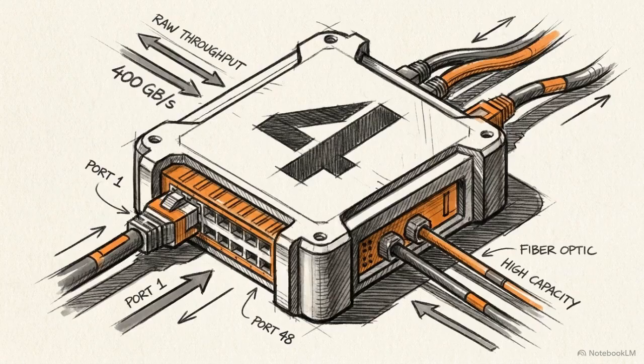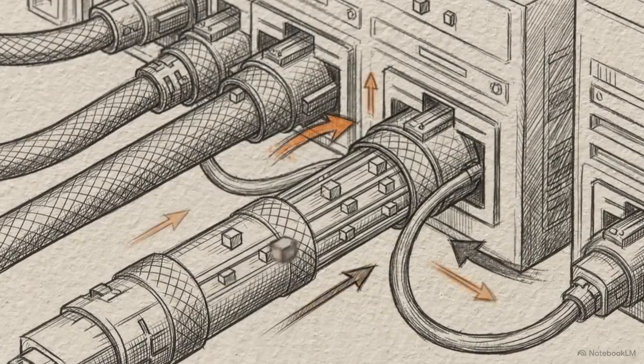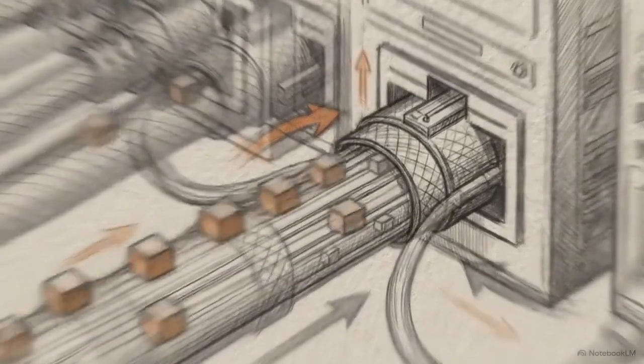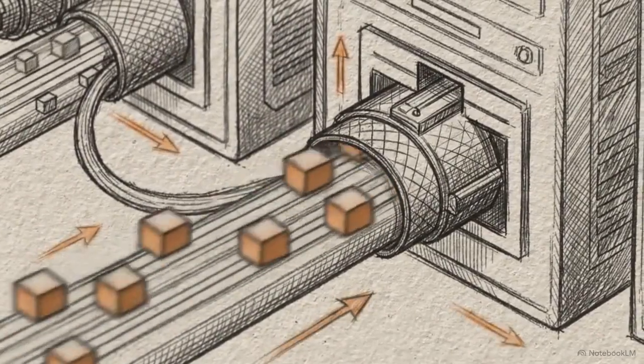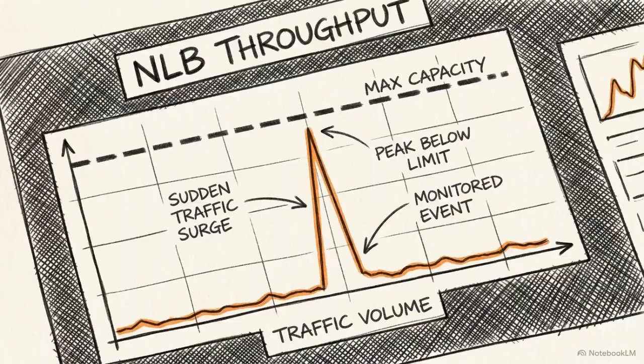The Network Load Balancer, or NLB, operates lower down the stack at Layer 4, the transport layer. It uses a high-efficiency flow hash algorithm to route raw TCP, UDP, and TLS traffic without looking at the application data inside. This lack of inspection allows the NLB to maintain ultra-low latency while handling millions of requests per second and absorbing sudden, massive traffic spikes.